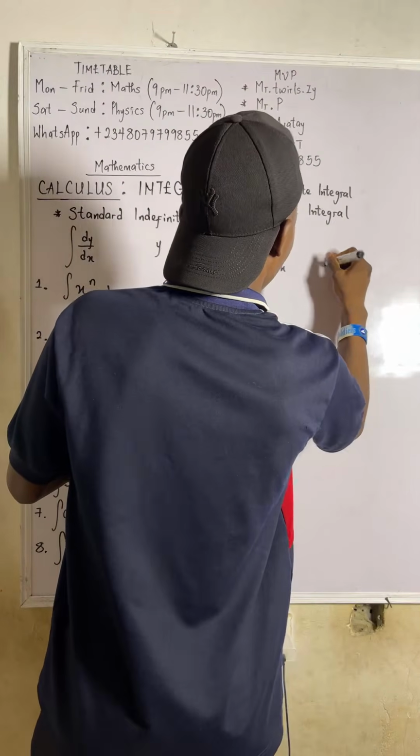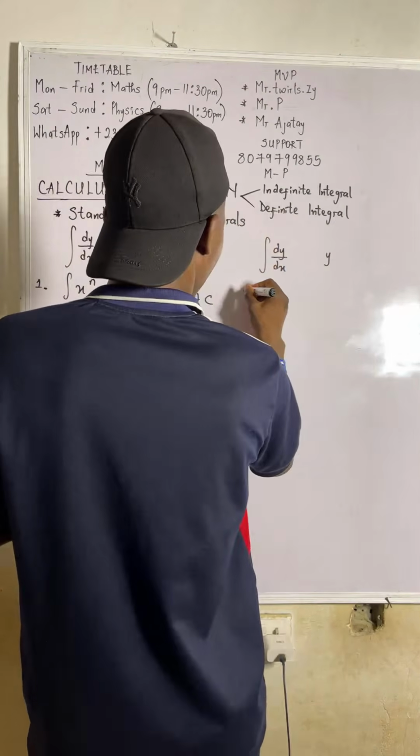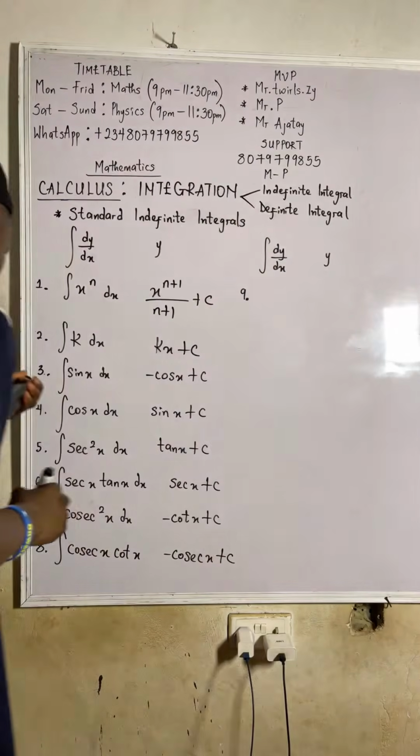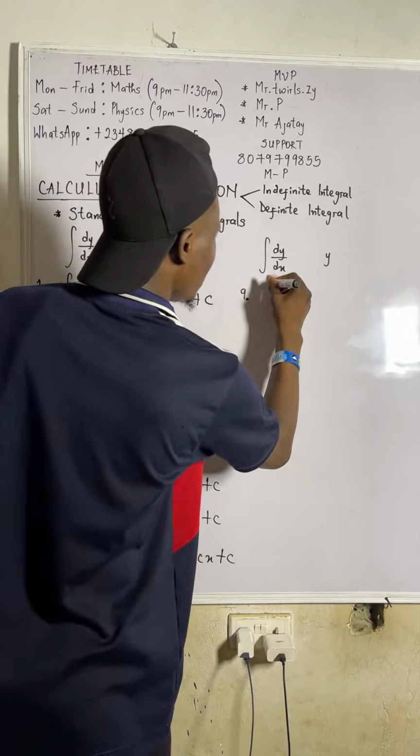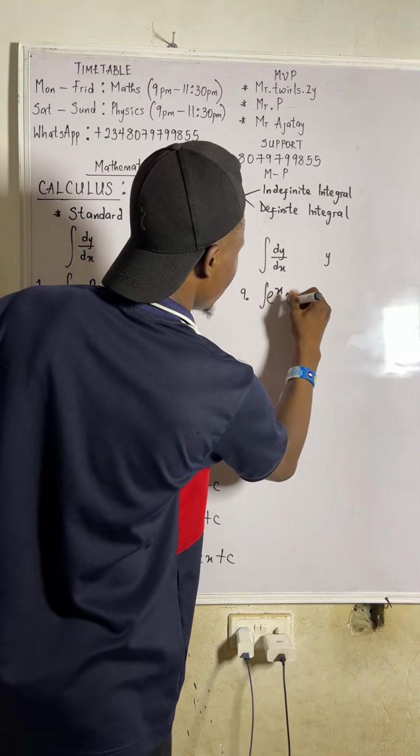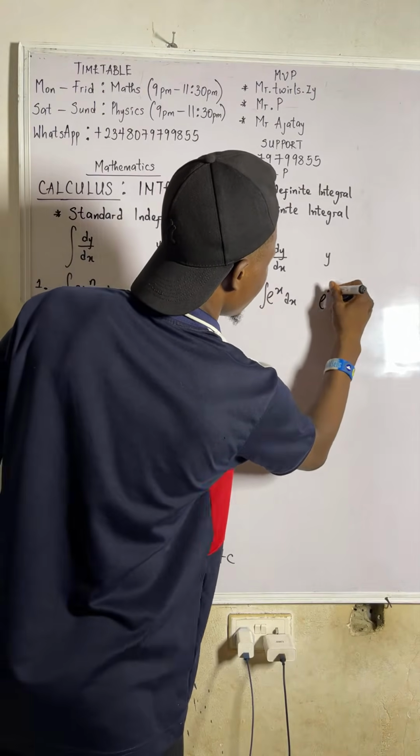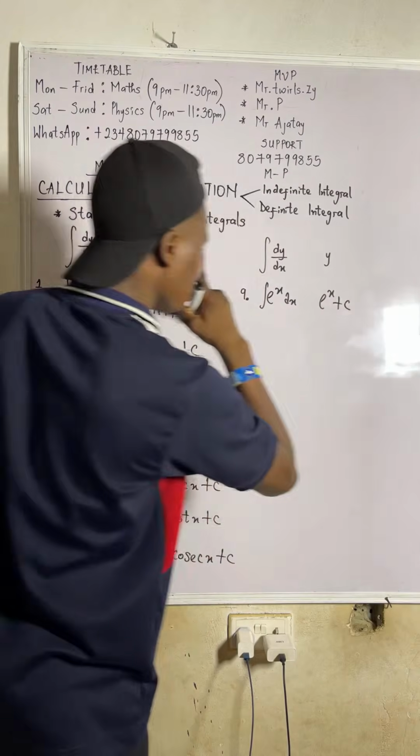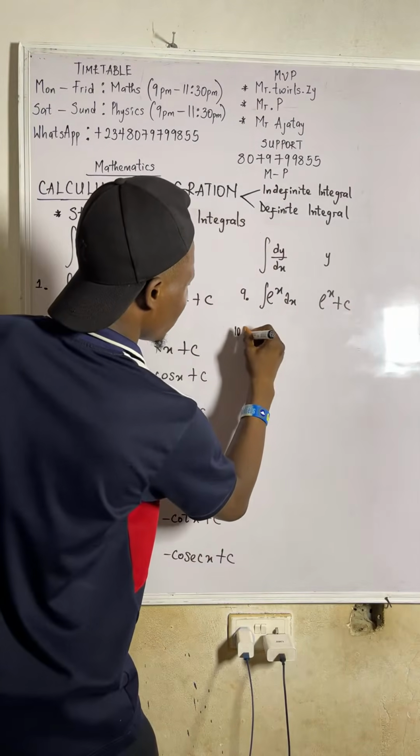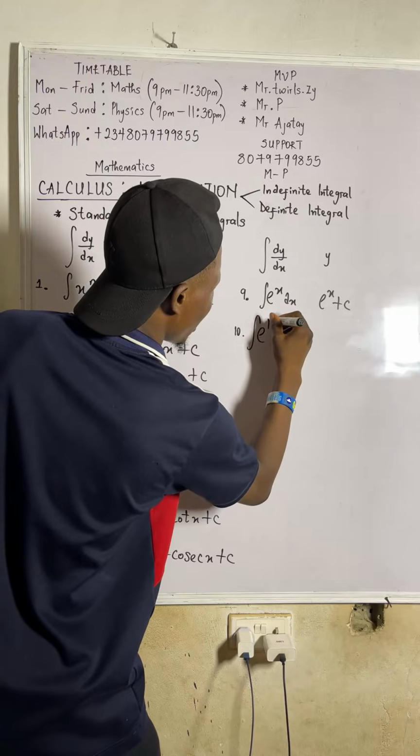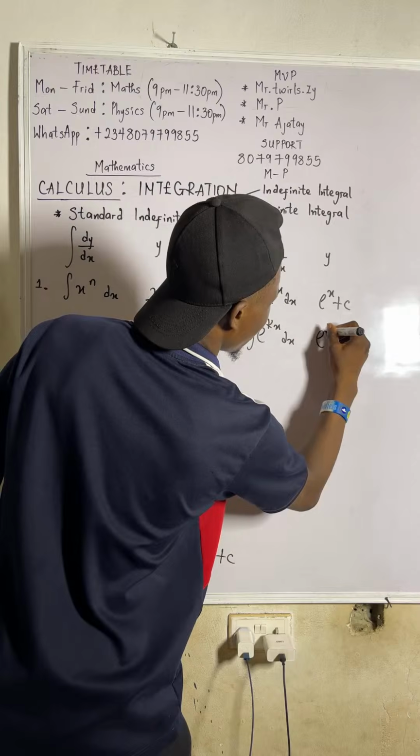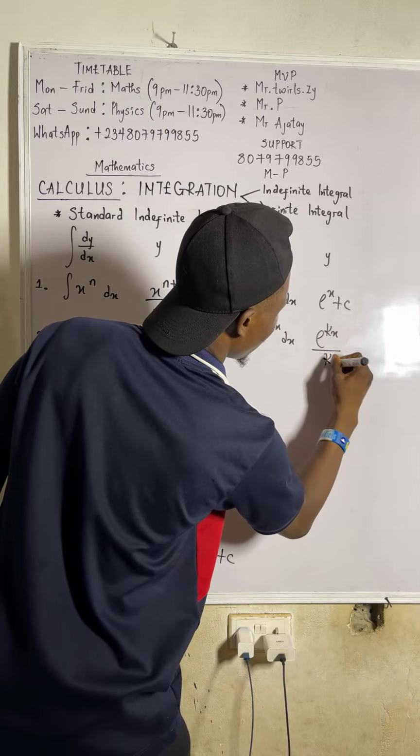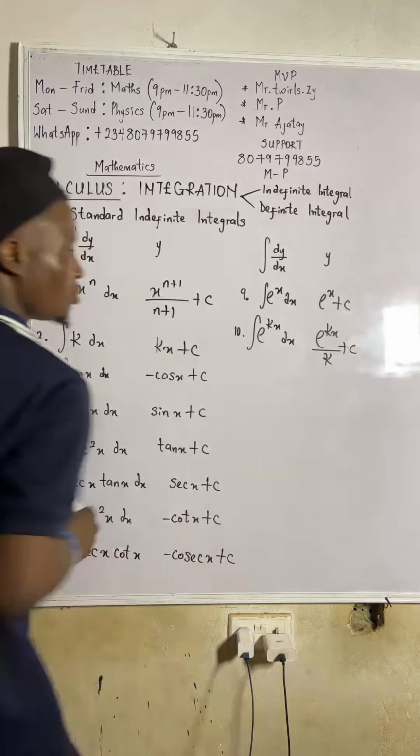Let's say number 9. Let's say you were told to look for the integral of exponential x in respect to dx. It is still the same, exponential x plus c. Now let's go for 10. Integral of exponential kx dx will give you exponential kx over k plus c.